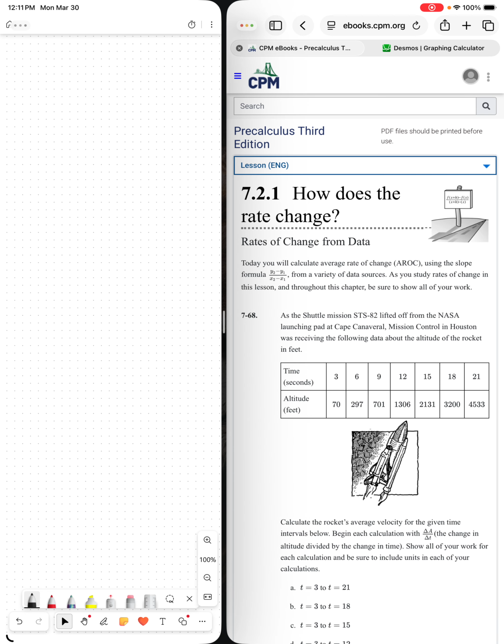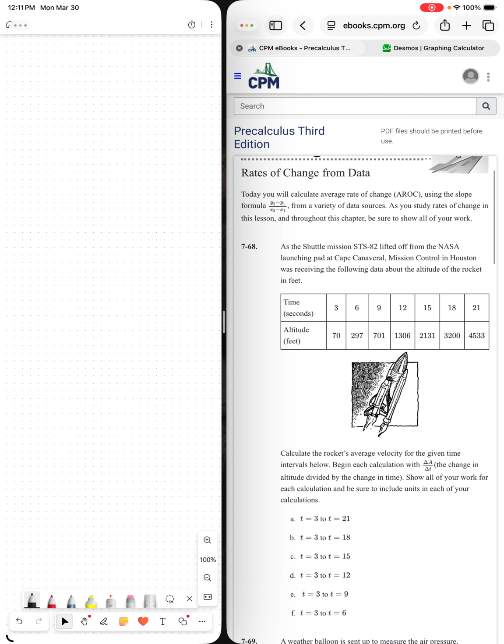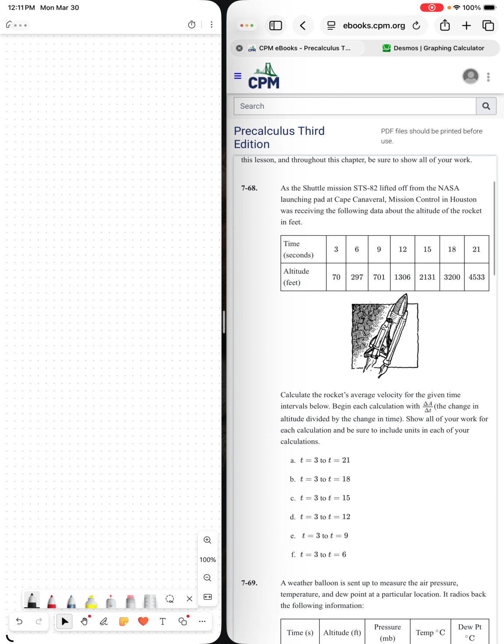So 68, a shuttle mission lifts off from NASA, Cape Canaveral. Mission Control in Houston was receiving the data. So we have this data, right, it's in this table. Calculate the rocket's average velocity for the given time intervals. Begin each calculation with delta A, that's change in altitude. Delta means change in, over delta T, which is change in time.